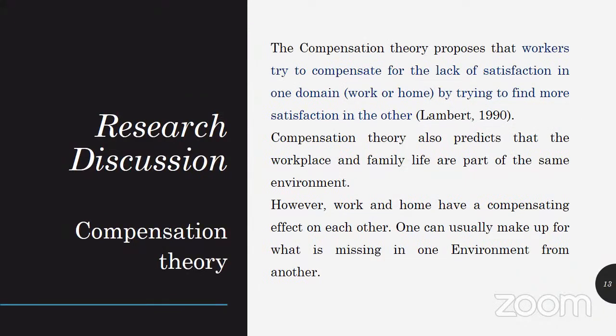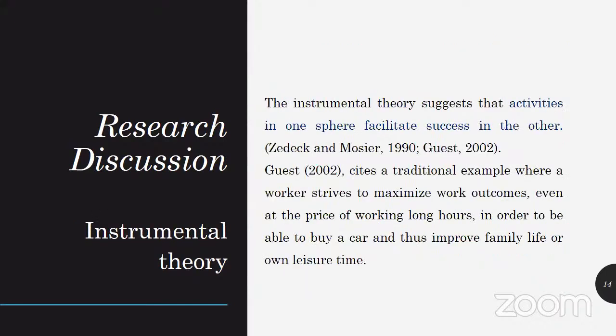Compensation theory is the next theory. The compensation theory proposes that workers try to compensate for the lack of satisfaction in one domain, it may be work or home, by trying to find more satisfaction in the other. Compensation theory also predicts that the workplace and the family life are part of the same environment. However, work and home have a compensating effect on each other. One can usually make up for what is missing in one environment from another.